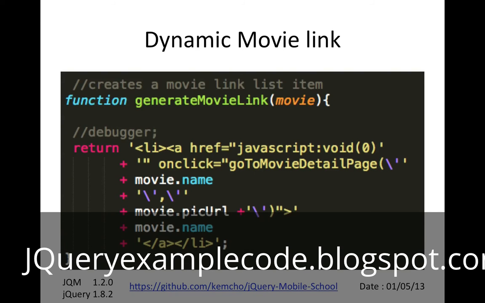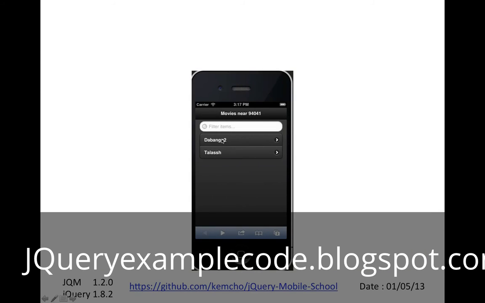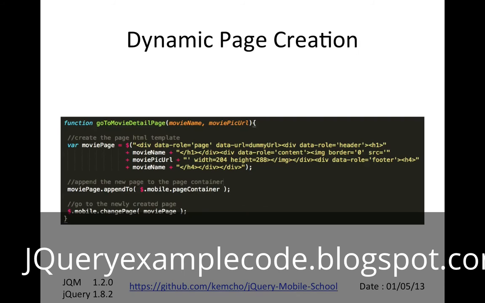Now what we want to do is define this method, go to movie detail page. Every time a user clicks on this link, they need to go to a page. That page was previously statically hand coded, but it no longer exists. So we're going to create a JavaScript function that understands how to create that page. Go to movie detail page looks like this. Again, all the information that was dynamic is taken out as a parameter, and then HTML is generated using JavaScript. It's the same exact HTML that we had in tutorial 3, except that all the parameters, the movie name and the picture URL, are abstracted out and the page is created using JavaScript.